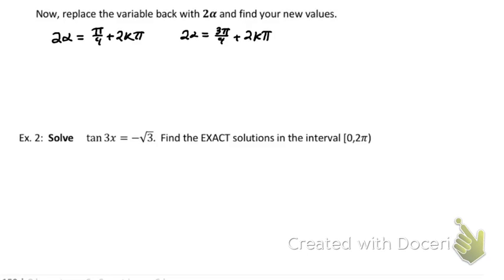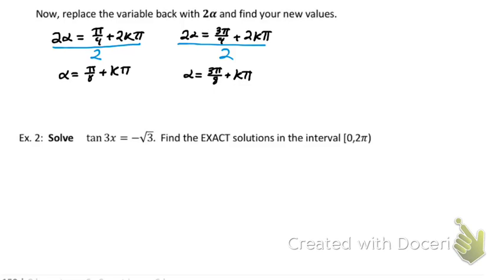Now we have to solve for alpha. So we need just alpha equals something. To get just alpha equals something, we need to divide both sides by 2. So we're going to divide everything by 2. So I'm going to divide everything here by 2. I'm going to divide everything here by 2. And that's going to give me alpha equals pi over 8 plus k times pi. Over here, we're going to have alpha equals 3 pi over 8 plus k times pi.